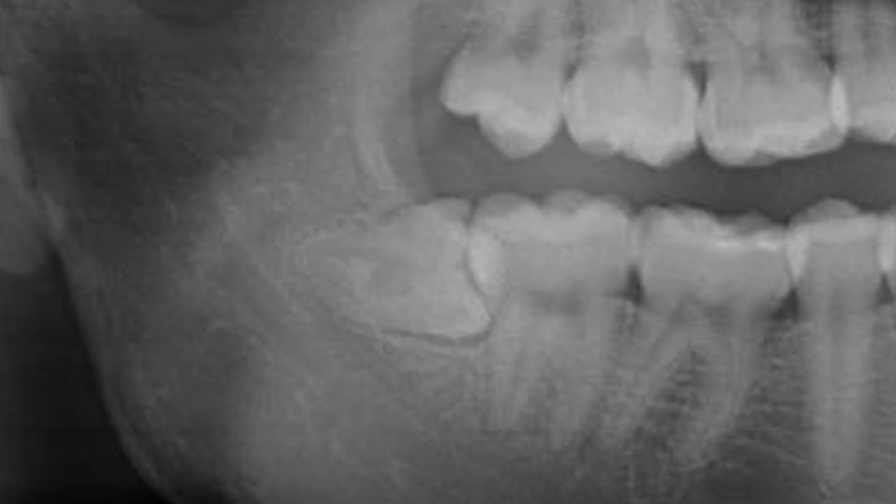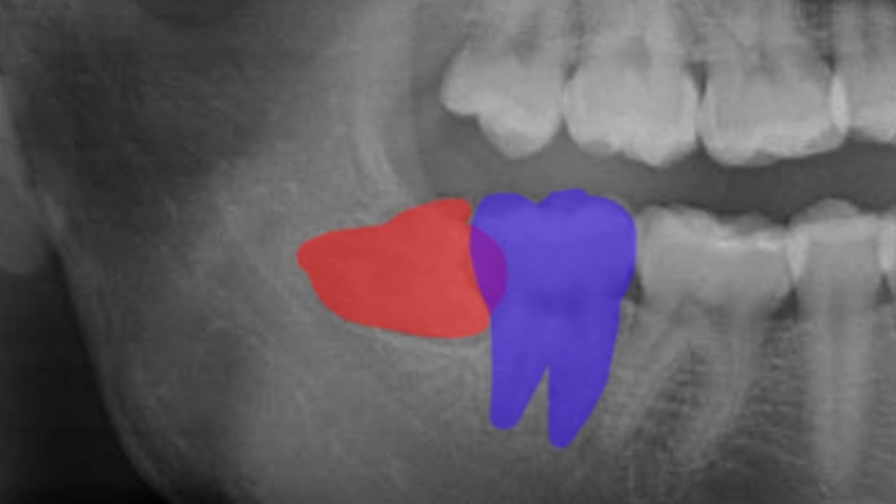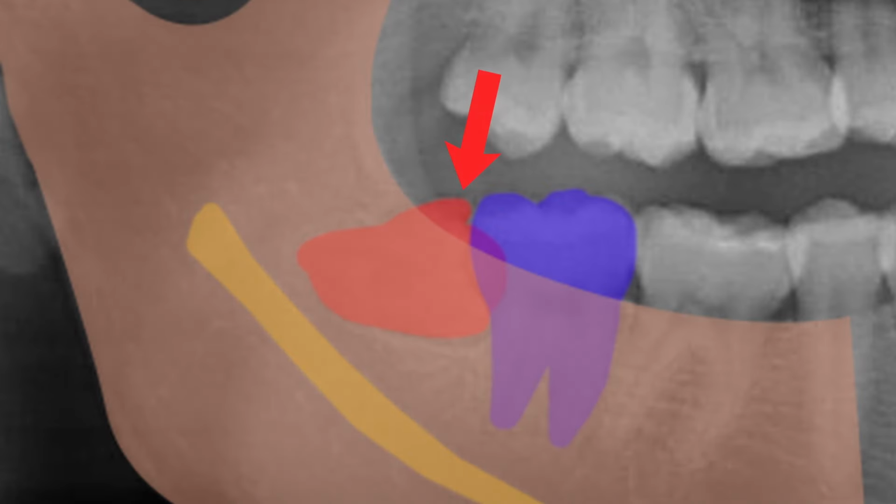Today I am going to show you the surgical removal of a horizontally impacted right mandibular third molar. You can see that the third molar is blocked by the second molar. The apex of the tooth is close to the mandibular canal, with approximately 1 mm of bone between the apex and the canal. Only the distal cusp of the third molar is outside the bone.